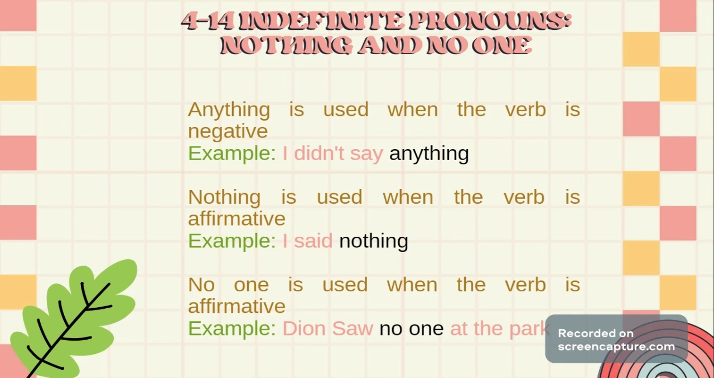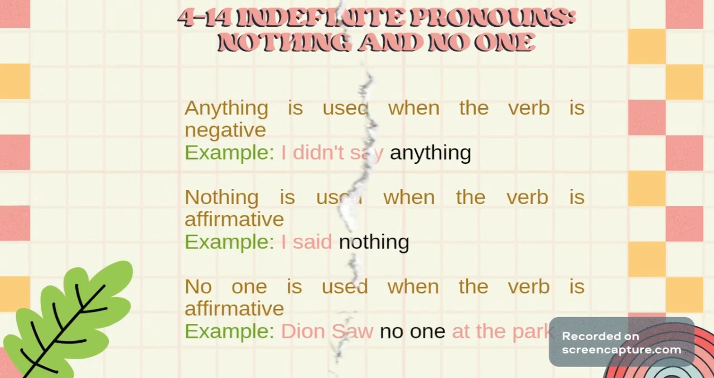Next, indefinite pronouns: nothing and no one. So, anything is used when the verb is negative. Example: I didn't say anything. And nothing is used when the verb is affirmative. For example, I said nothing. And no one is used when the verb is affirmative. Example: Dian saw no one at it.